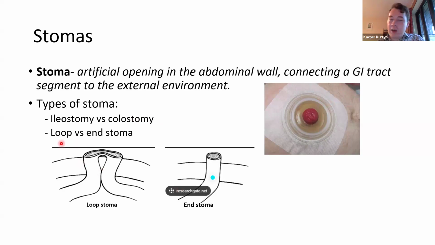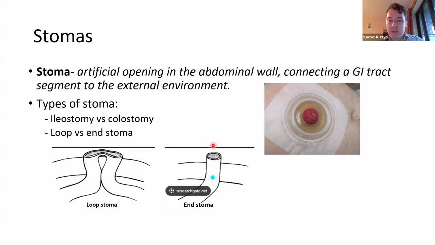Now, in terms of the types of stomas, we have loop stomas where we bring out the loop of the bowel to the skin and we open it, but we leave a side of it connected. So we have both the proximal and distal segment draining. And this is typically done in cases where we want to reconnect the bowel later.